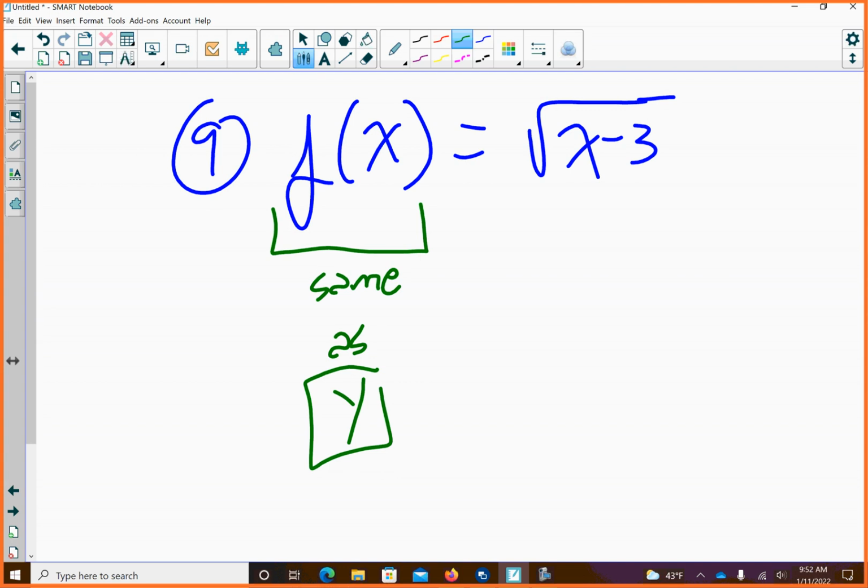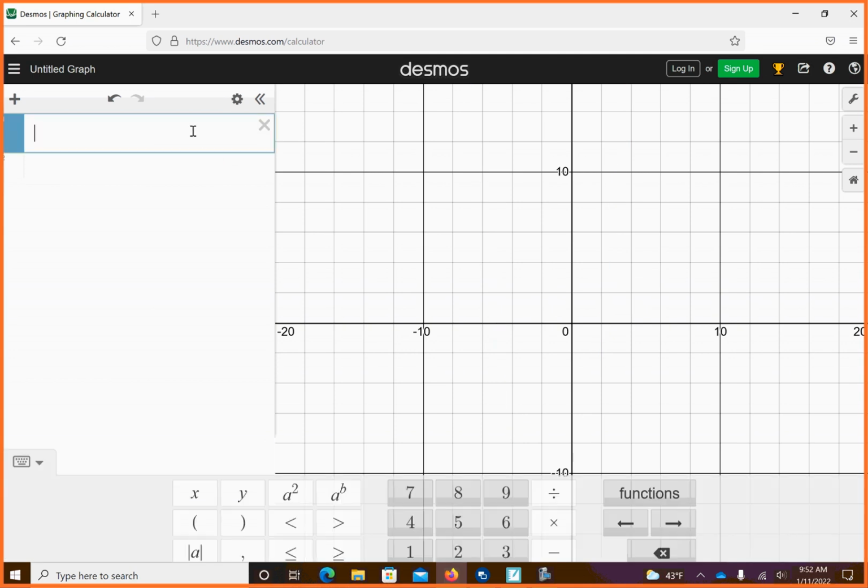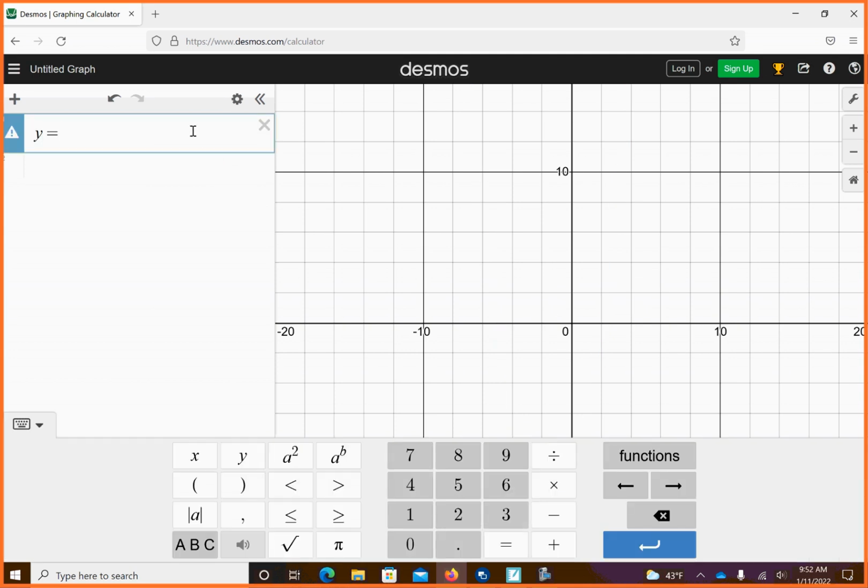But they want us to know what the domain would be. Okay, the domain are the x values that work for us to plug in that don't give us, bless you, a negative under our square root sign. So a lot of times the picture of it is going to help us out. So I'm not going to use f of x. I'm going to use y equals. Y equals, find my square root, and I have x minus 3.